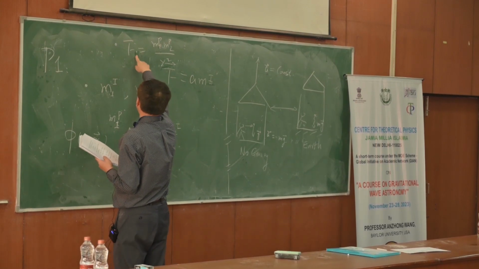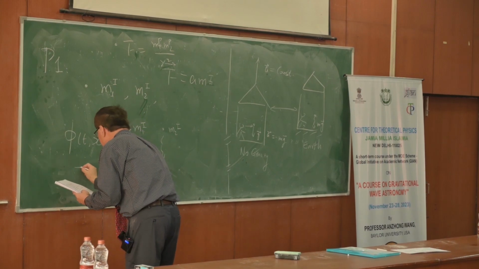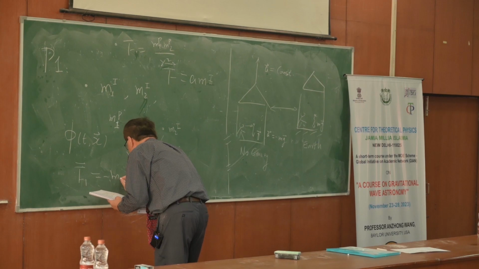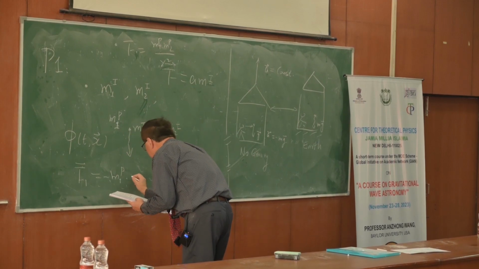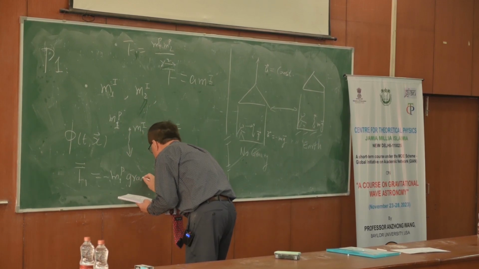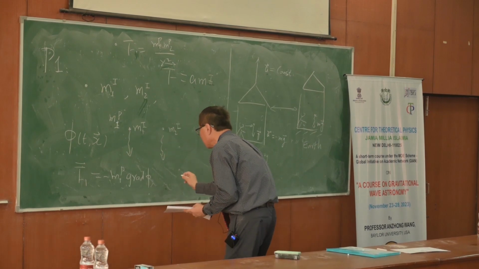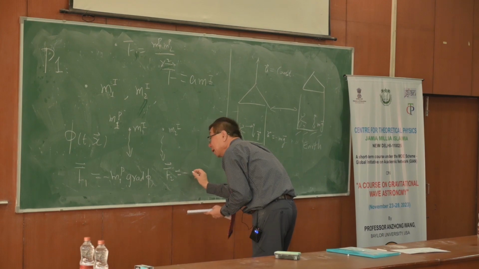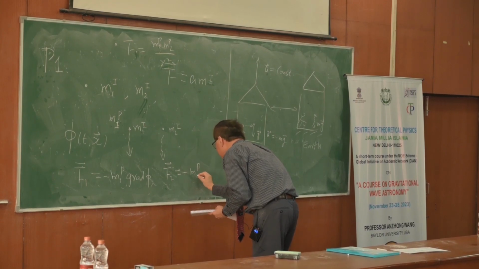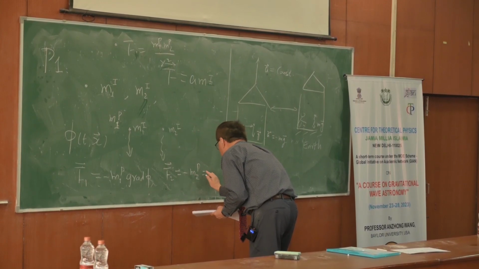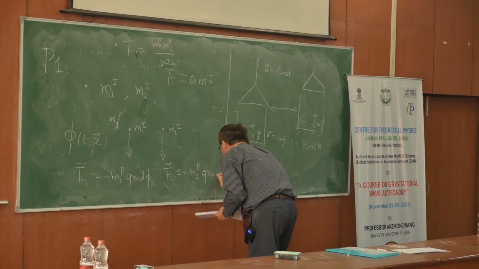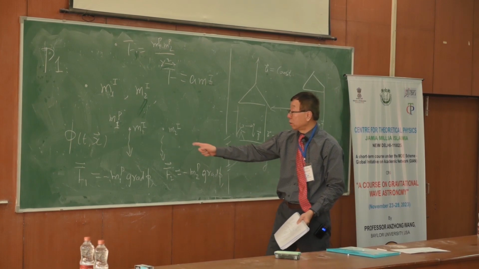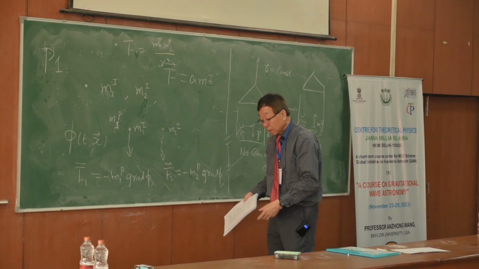So then, according to this Newtonian gravity law, we have F1 equal minus M1P, the gradient of phi, right? And F2 equal minus M2P multiply the gradient of phi, right? These are the forces the two balls feel.